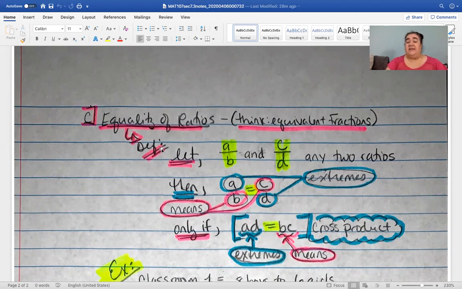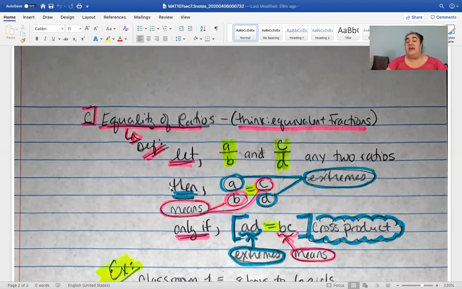It is defined as, if we let A to B and C to D be any two ratios, then A to B is equal to C to D. Please note that we call the A and D, moving from left to bottom right, the extremes when it comes to these two ratios that we're talking about. And B and C, moving from left to top right, the means. This will be important in a little bit, so bear that in mind.